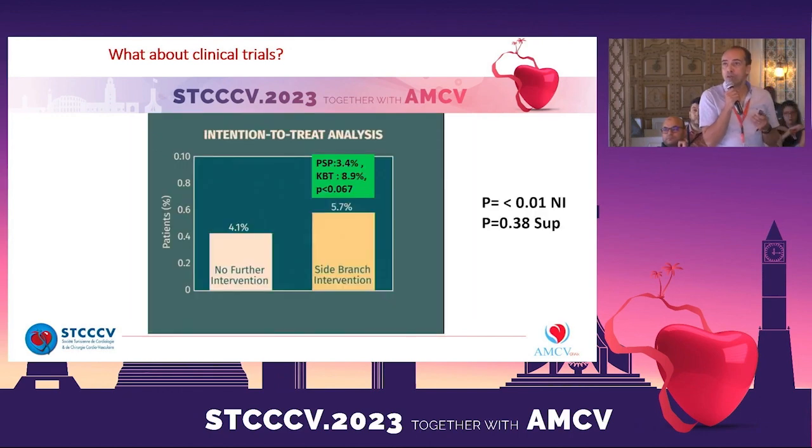The result of this trial in intention to treat analysis: the primary endpoint was observed in 4% of patients in no further intervention, while 5.7% in the group of side branch intervention, meeting the criteria of non-inferiority but not of superiority. And if you look at the group of side branch intervention, simple strategy with POT-side-POT was superior in terms of primary endpoint than kissing balloon technique.